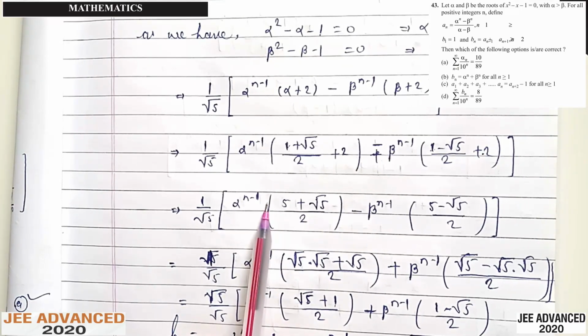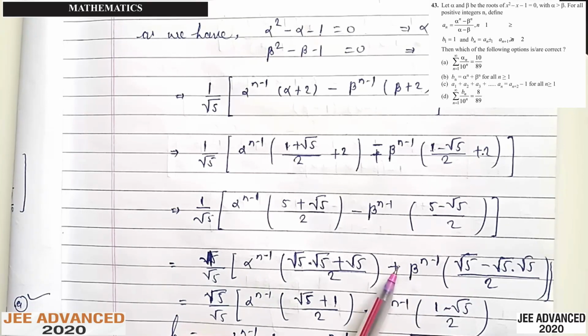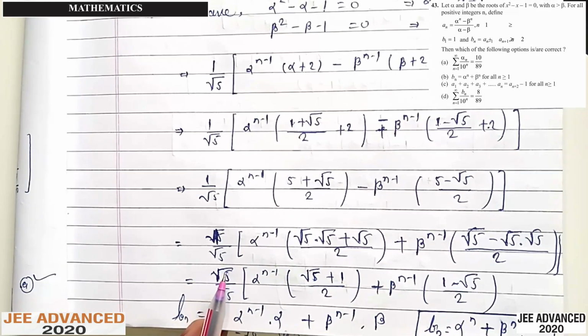And root 5, take common from here. So similarly do it here. So negative sign out here, positive, okay. So these are easy calculations. Root 5 out here, cancel these ones, okay.